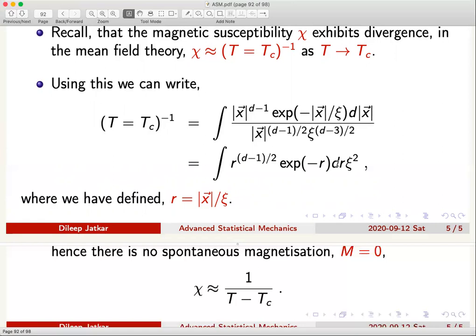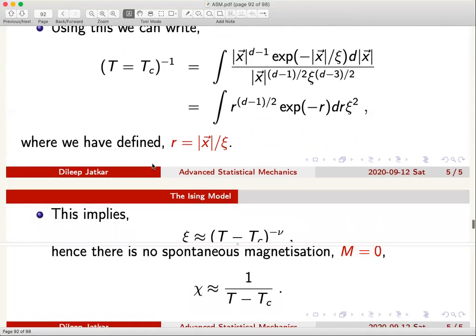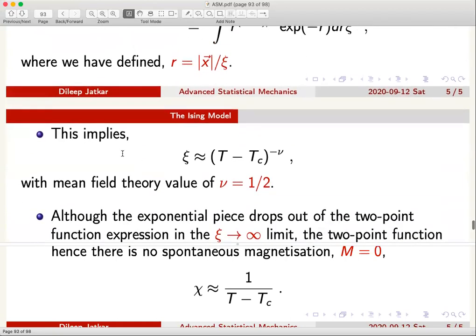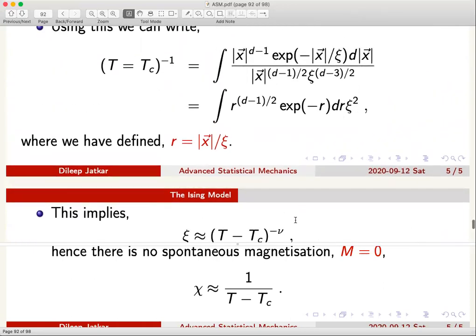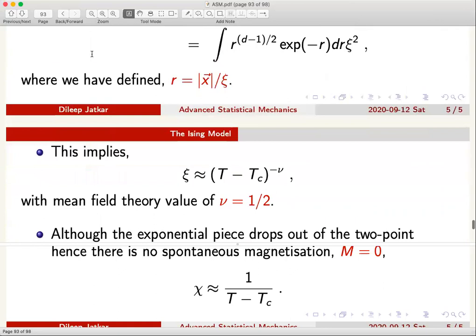This integral is of no concern to us, because it will give you some number, and whatever that number is, it is just a factor sitting around here. All that matters to us is that ξ squared goes as 1 over (T minus Tc). So we will say that ξ goes as (T minus Tc) to the minus nu. In mean field theory, the critical exponent nu turns out to be half, because ξ squared goes as 1 over (T minus Tc), so ξ goes as 1 over (T minus Tc) to the half.